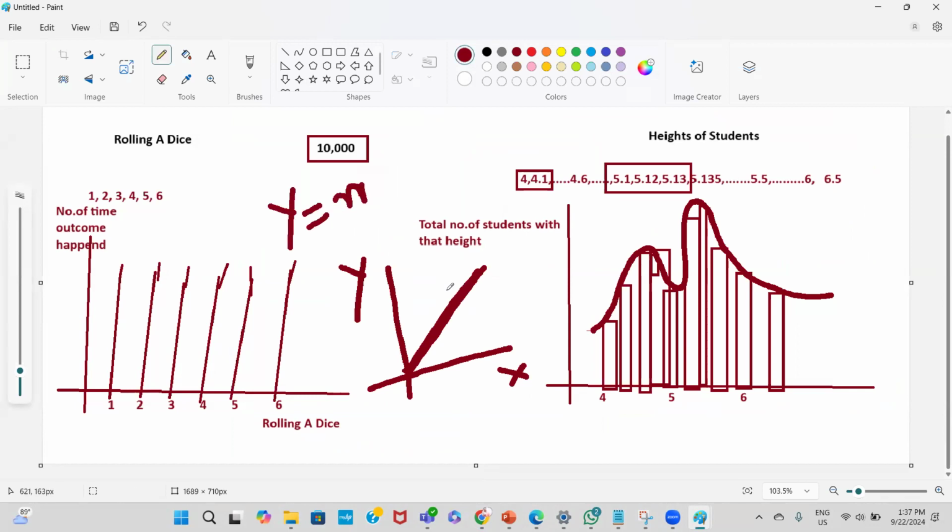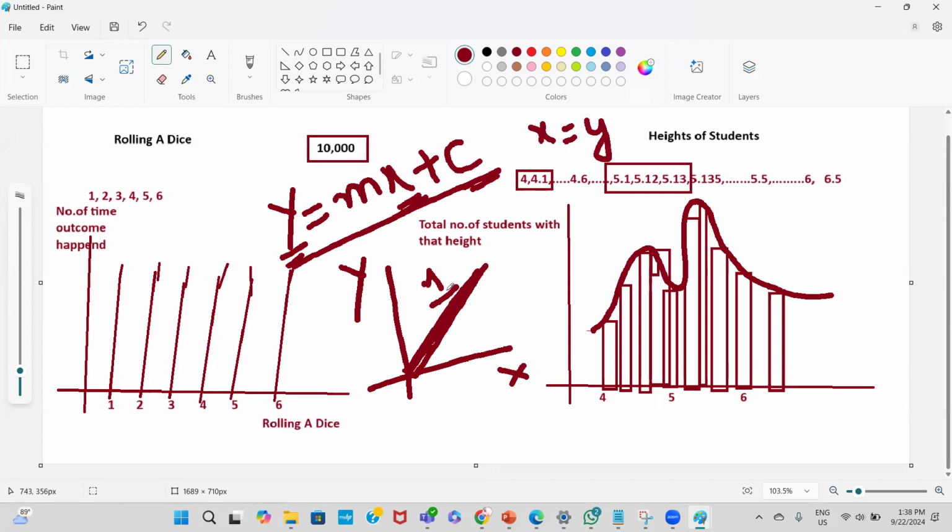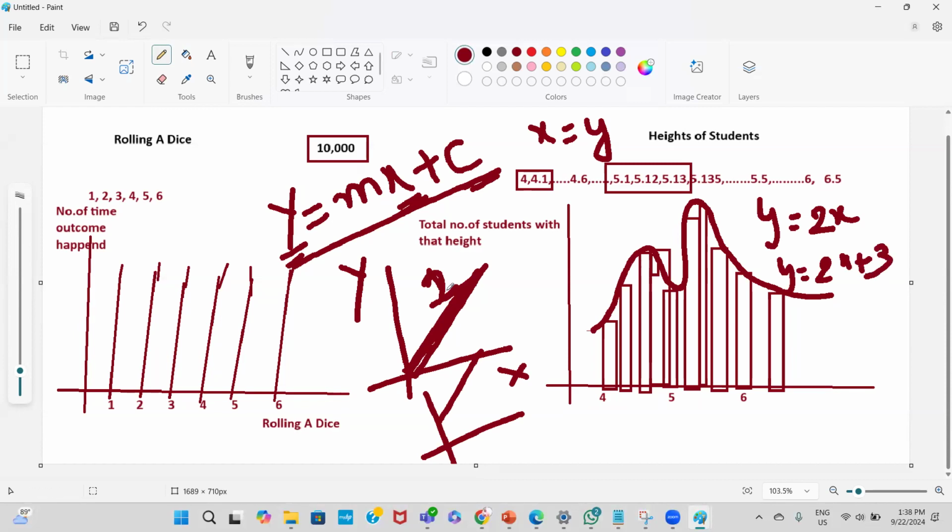You heard about this, mx plus c for lines. c is the intercept, x is the x-axis and y is the y-axis, the different axes that we use. And this x is equal to y. Slope of this is 1, so it becomes y equals x. And if the slope of this is equal to 2, it becomes y equals 2x. And if it is not passing through the origin and is passing through some other point, you say that y is equal to 2x plus some intercept, 3.